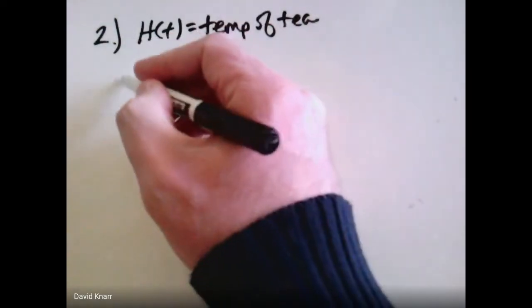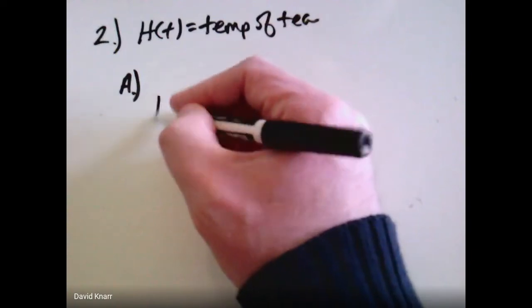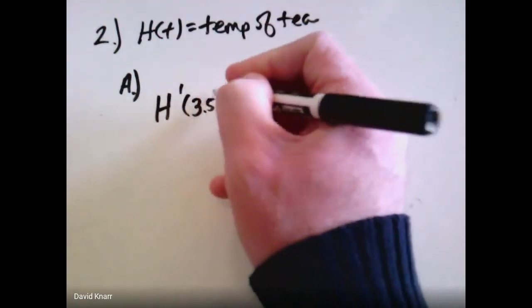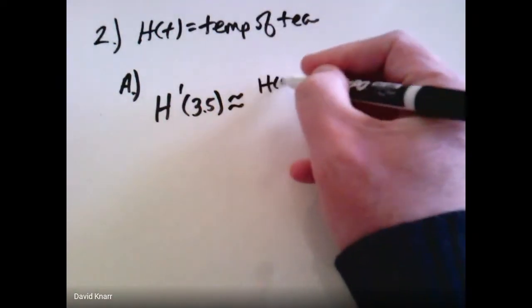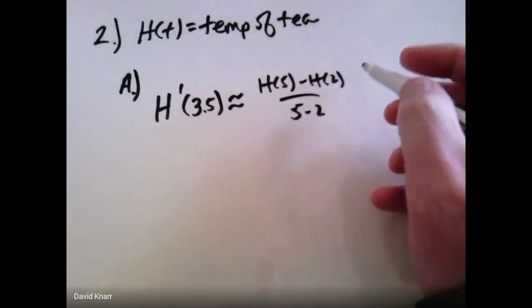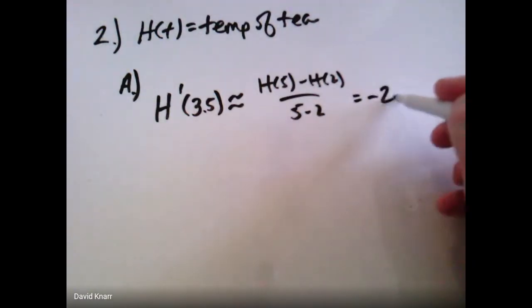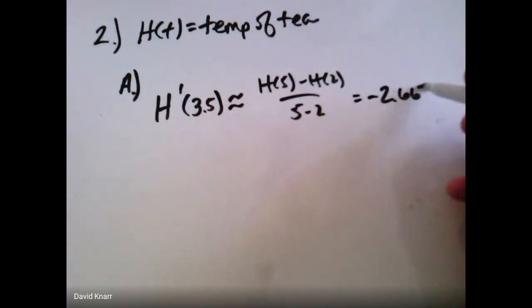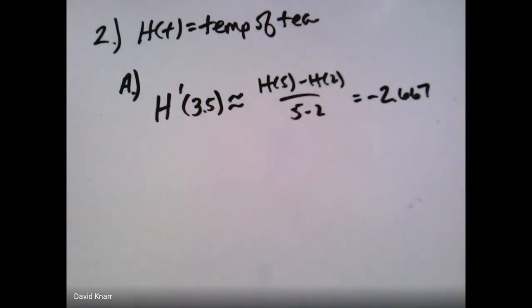So let's take a look at letter A. This is a little bit more traditional, like we've done in the past. Use the data in the table to approximate the rate at which the temperature of the tea is changing at t equals 3.5. So you want to know H prime of 3.5. H is the temperature, H prime would be the rate. So I can't do that because I got a table, but I can approximate it with H of 5 minus H of 2 over 5 minus 2. And if you do that properly, you'll come out with negative 2.667. Okay. And you're all done.